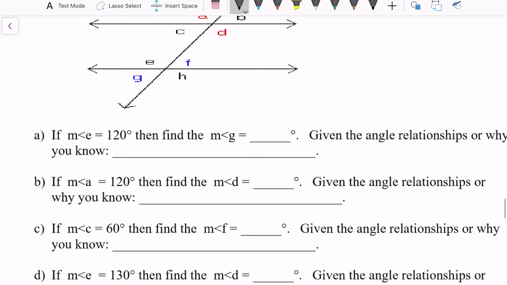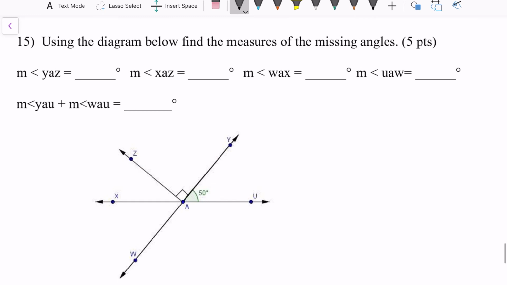Now I want to look at this real quick, because this is a lot of knowing what goes on with angles and knowing the relationships with angles. So, let's look. We want to know YAZ. Well, that's easy. They give us a little box right here, so that's 90 degrees.